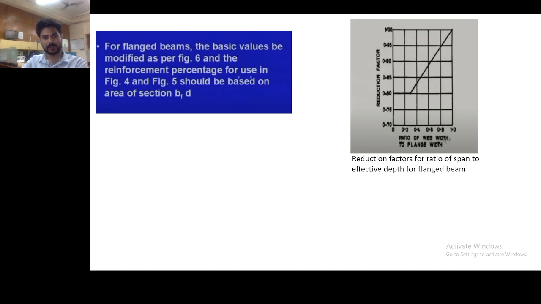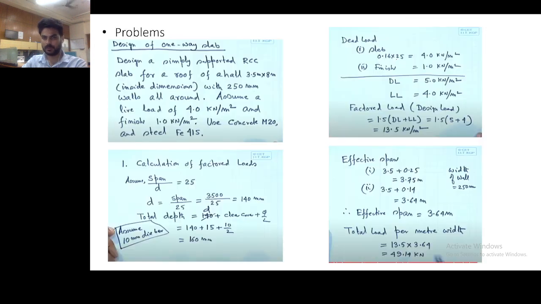For flanged beams, the basic value is modified as per Figure 6, and the reinforcement percentage for use in Figures 4 and 5 shall be based on the area of the section b and Df. So this is the reduction factor for the ratio of span to effective depth for flanged beams. For flanged beams, this figure is used to calculate the reduction factor.